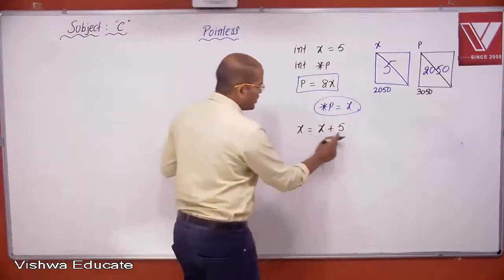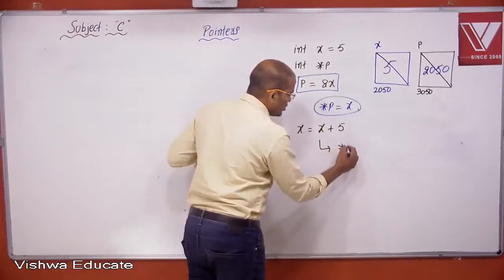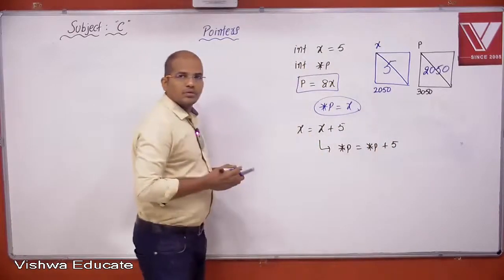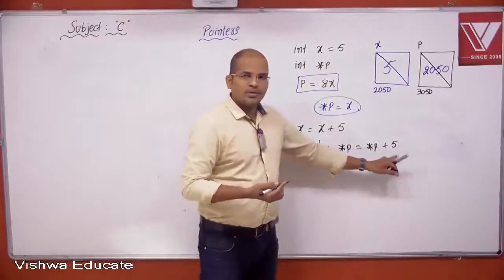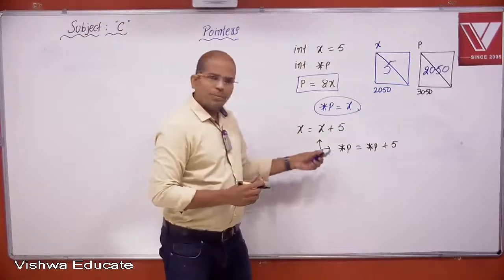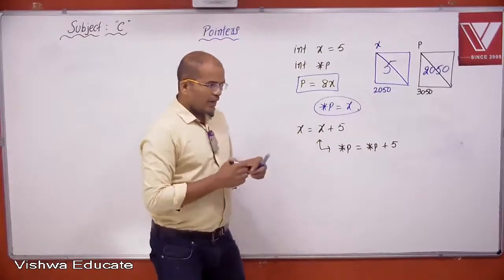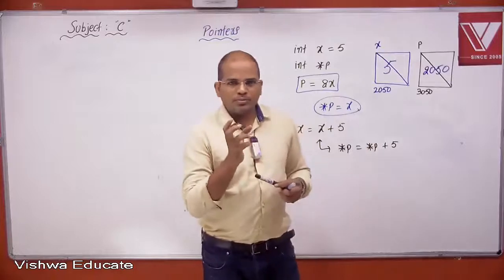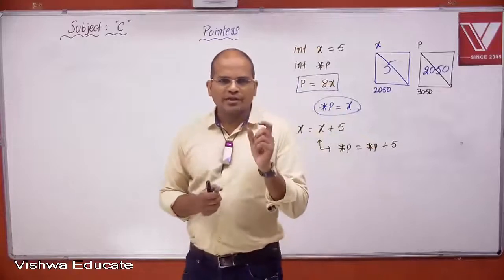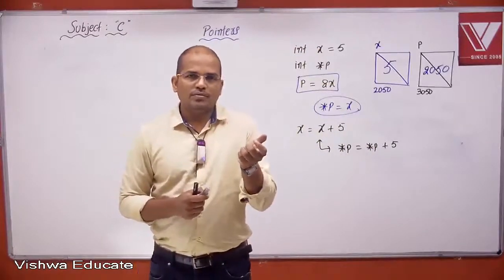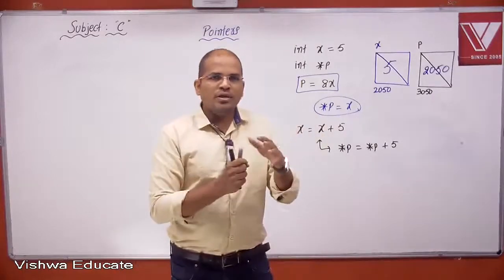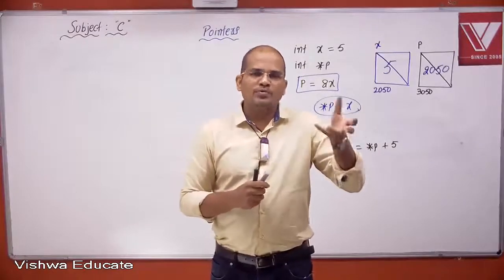Now can I replace this x is equal to x plus 5 with pointer p is equal to pointer p plus 5? Or if I got pointer p is pointer p plus 5, can I replace that with x is equal to x plus 5? I hope it makes sense. So whenever you are dealing with problems related to pointers, as a student, your first task is to identify the pointer variable and its associated regular variable. Once you find the associated regular variable, then problem solving becomes very simple.